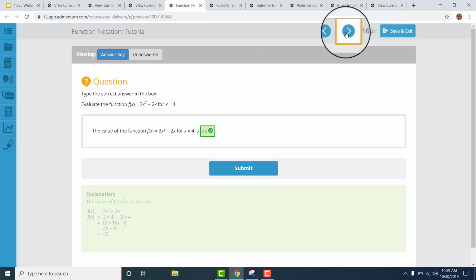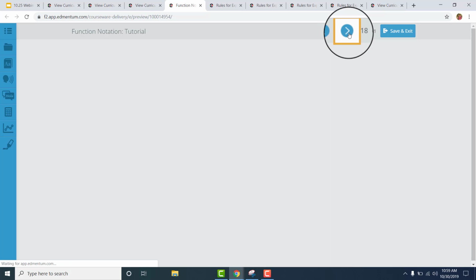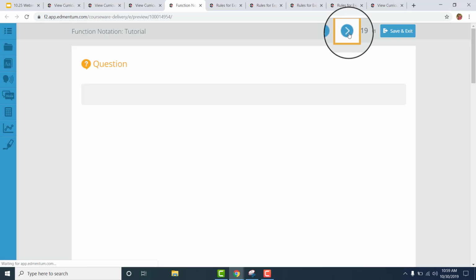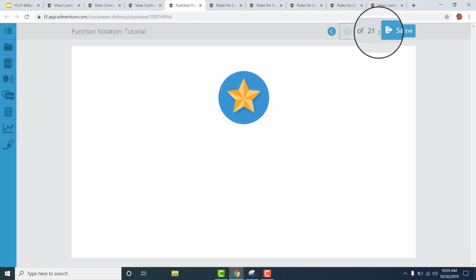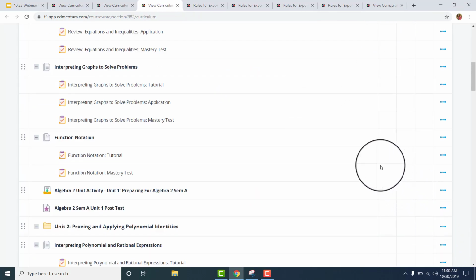More learning, more checks for understanding. They're a little more interactive. Another lesson activity, and a summary. So once again, that is the difference between this module here and this module. The application piece is missing from this module, which means again that they are not able to practice parallel problems to the mastery test before taking that mastery test.